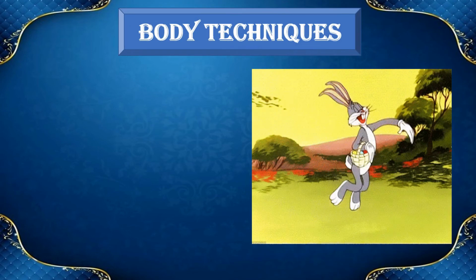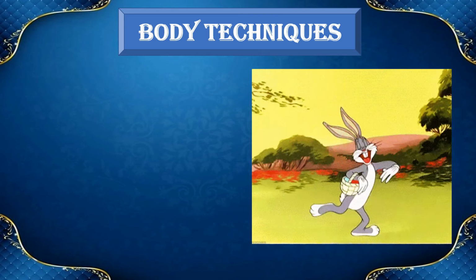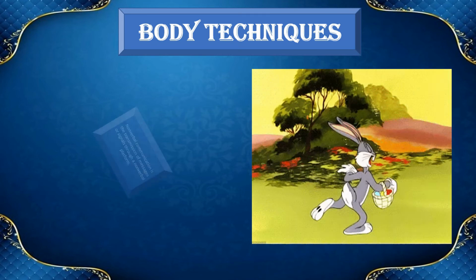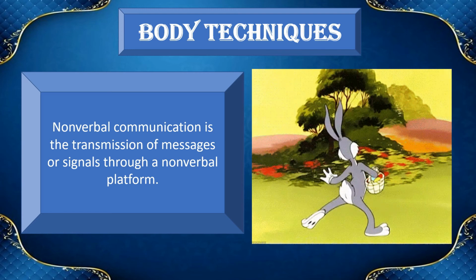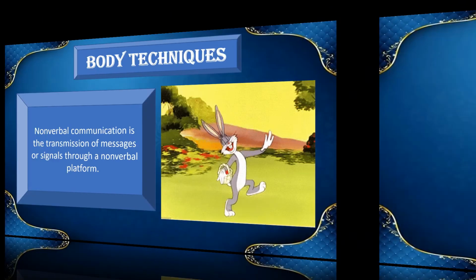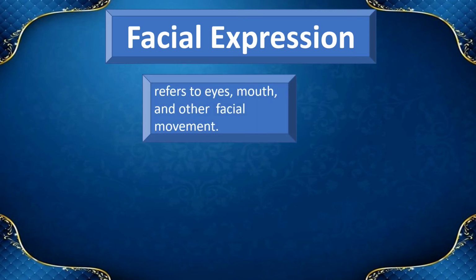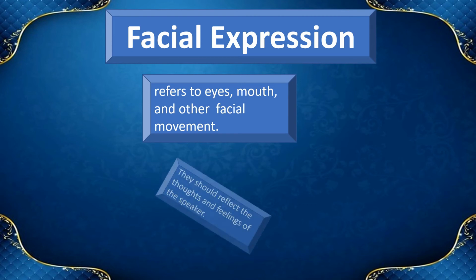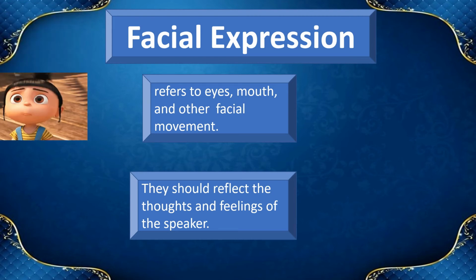Next, an effective way for us to become a good oral communicator is that we must use our body techniques. This refers to a nonverbal platform wherein messages are transmitted from one person to another. One of these body techniques is the facial expression. This refers to the eyes, mouth, and other facial movements, and they should reflect the thoughts and feelings of the speaker.